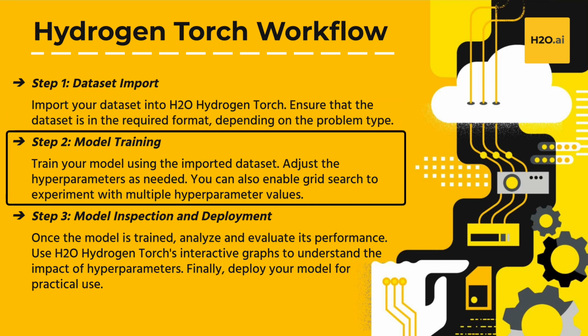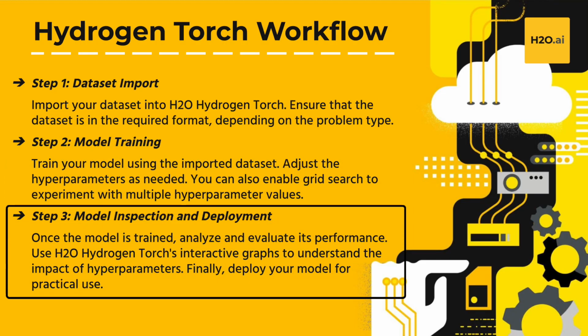Step 2. Model training. Moving forward, proceed with training your experiment's model using the imported dataset. H2O Hydrogen Torch provides various hyperparameter settings that you can adjust according to your experiment's requirements. Additionally, you have the option to enable grid search, allowing you to experiment with multiple hyperparameter values.